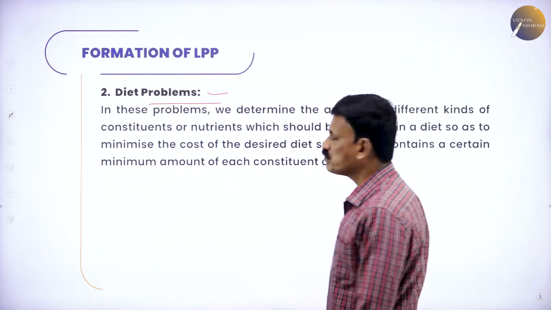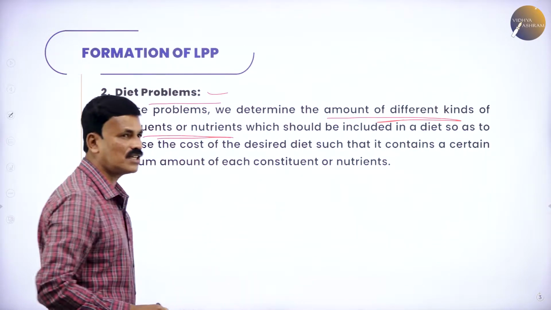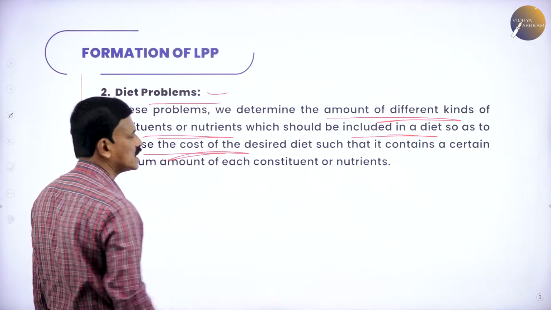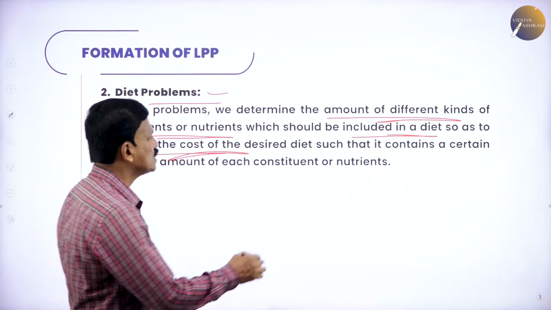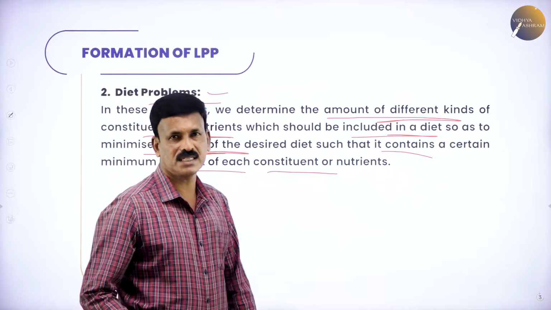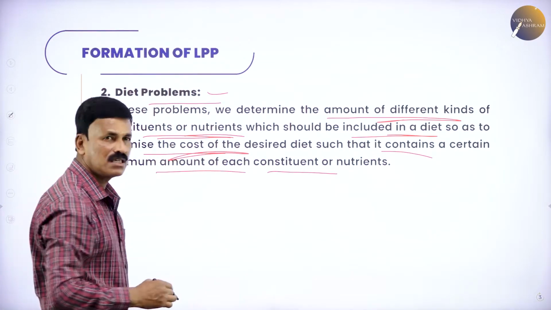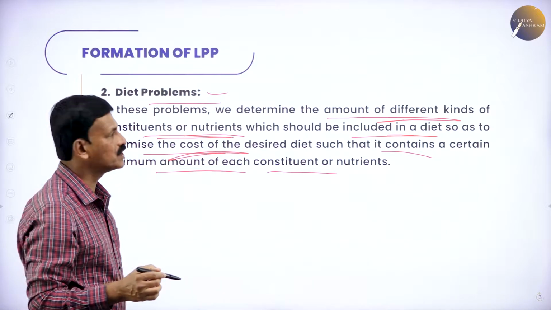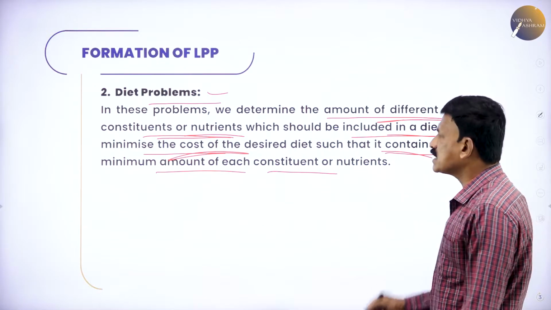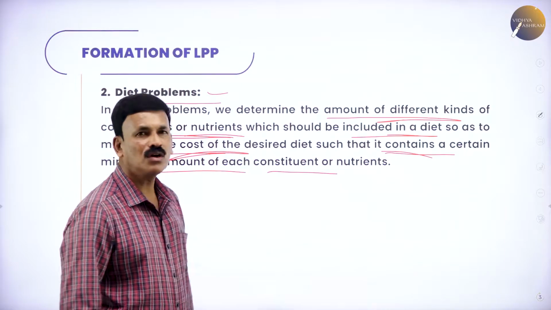Now the second type of problem we are going to study is the diet problem. Here in this problem we determine the amount of different kinds of constituents or nutrients which should be included in a diet so as to minimize the cost of the desired diet, such that it contains a certain minimum amount of each constituent or nutrient.